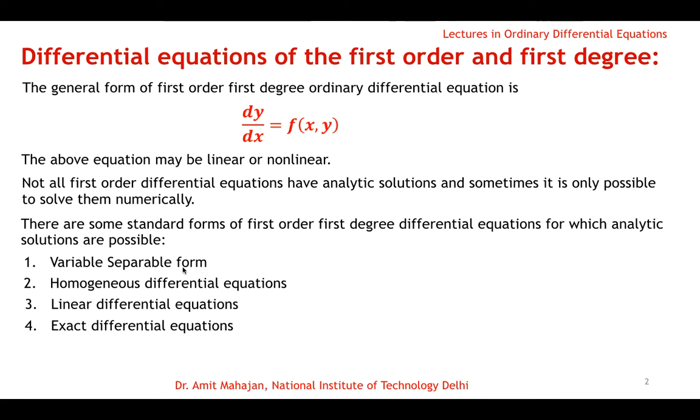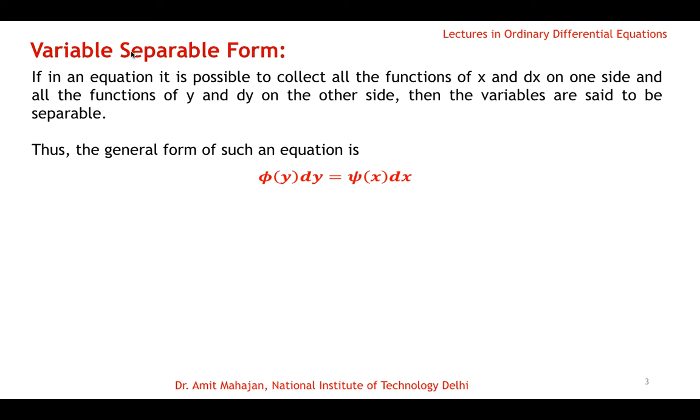So variable separable form, as the name suggests, there in a differential equation first order first degree, we said that we have two variables x and y, right? And so variable separable form. Okay, so how we can separate the variables? That means there are two variables x and y. So if we can write the variable x on one side of the equation and variable y on the other side of equation, then they are variable separable. Okay, so if in an equation it is possible to collect all the functions of x and dx on one side, so that is one variable, and all the functions of y and dy on the other side, so that's the second variable, then the variables are said to be separable.